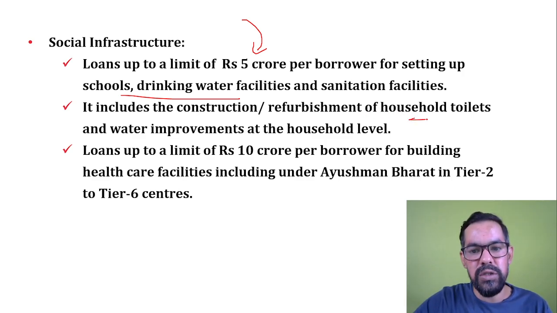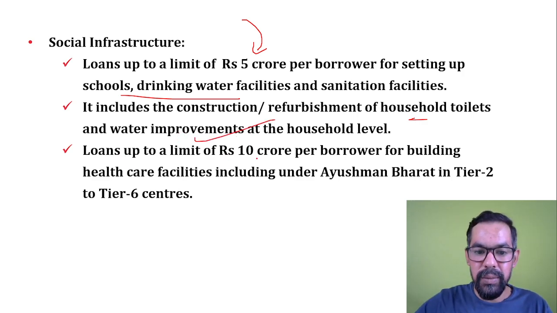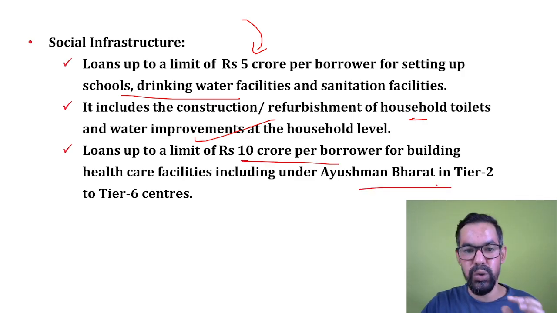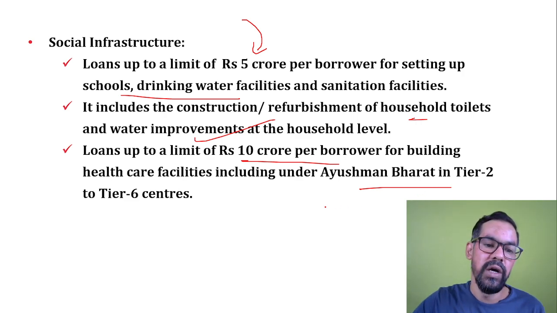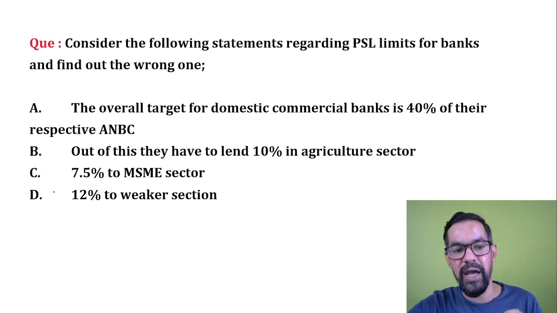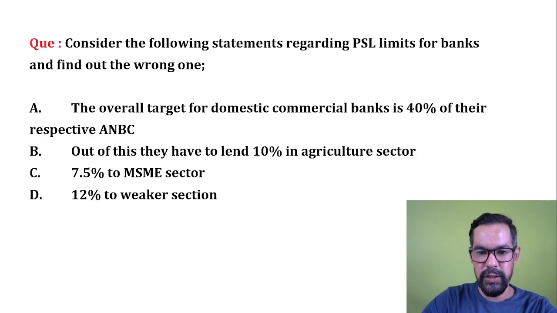reimbursement of household toilets and water improvements at the household level. Loan up to 10 crore rupees under Ayushman Bharat for building of healthcare services. So there is a difference, and this was the newly added one. Please do remember the difference between 5 crore rupees and 10 crore rupees. I hope you guys are getting this clearly. Okay, chalo, let's move to the next question, guys.